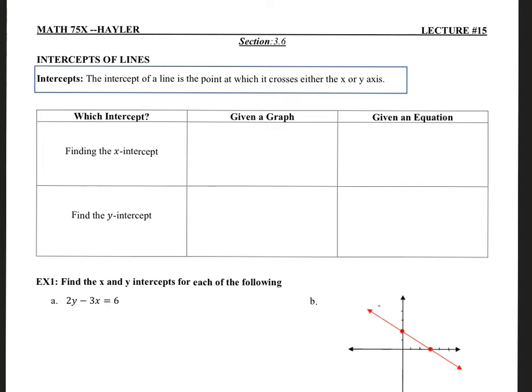Welcome to Lecture 15, Section 3.6. So we're still focusing on lines, and what we're looking at now is the intercepts of lines.